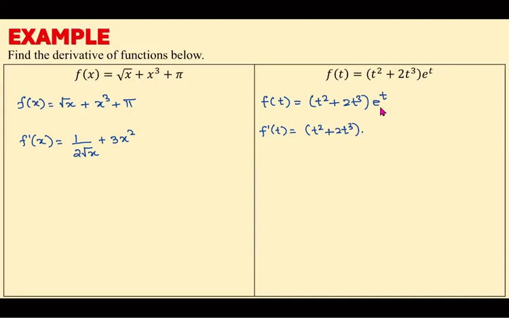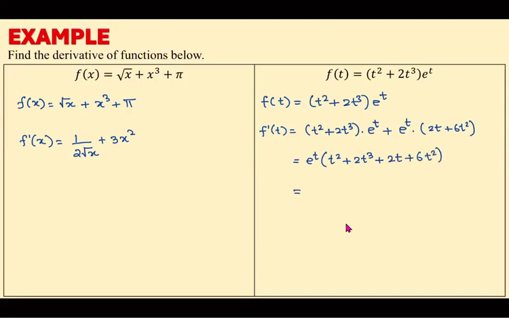The derivative of this second function is e to the t, because the derivative of e to the t is e to the t, plus the second function e to the t multiplied by the derivative of the first. So the derivative of t squared is 2t, and then the derivative of 2t cubed is 6t squared, using that power rule. Now you can see in these two terms, we have e to the t common. So we can factor that e to the t out. Then we get t squared plus 2t cubed, then plus 2t plus 6t squared.